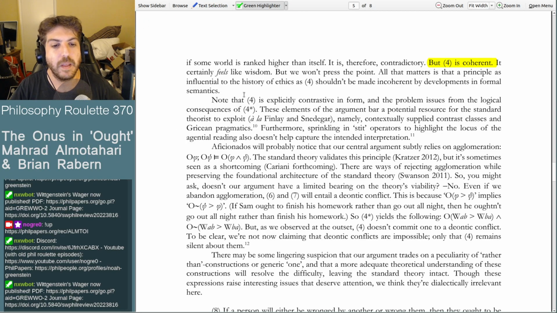Okay. Note that 4 is explicitly contrastive in form and the problem issues from the logical consequences of 4-star. These elements of the argument bar a potential resource for the standard theorists to exploit, a la Finlay and Snedegar, namely contextually supplied contrast classes and Gricean pragmatics. Furthermore, sprinkling in stit operators to highlight the locus of the agential reading also doesn't help capture the intended interpretation.